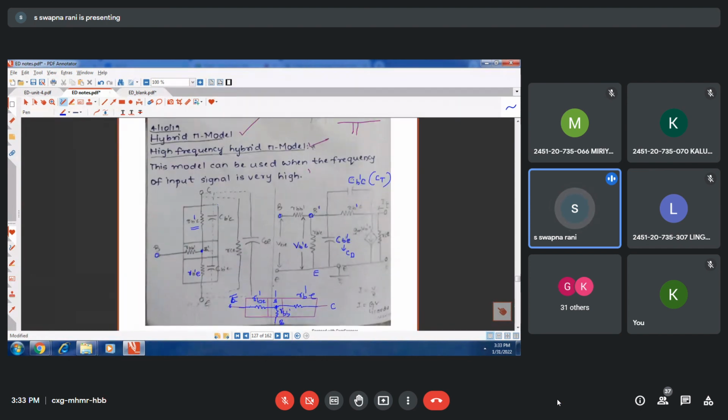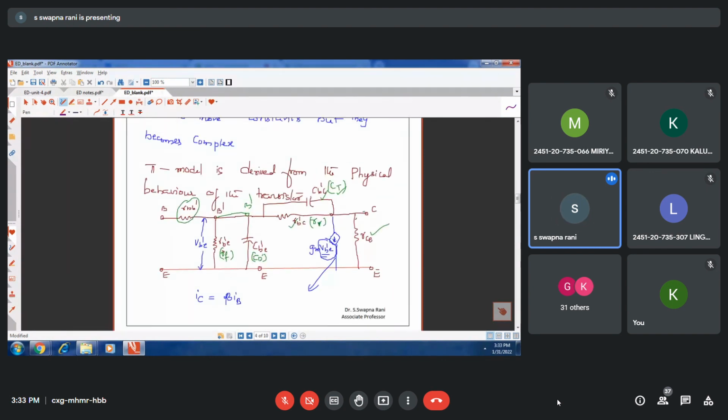So whatever hybrid pi model I have drawn here is called the high frequency hybrid pi model, or the high frequency pi model.